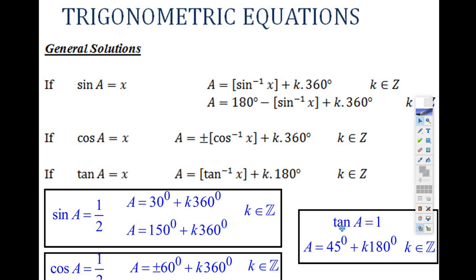Now, tangent's just about the same. You go shift tangent of 1, and it tells you 45 degrees. That's the angle that fits with a tangent of 1. Except it repeats itself every 180 degrees. That's how tangent works. Okay, let's get started.